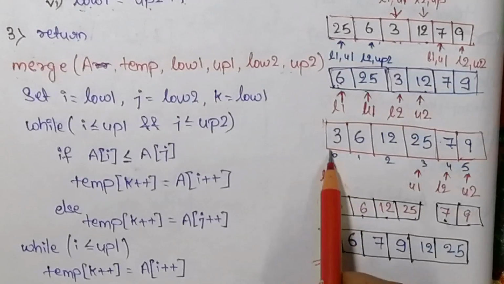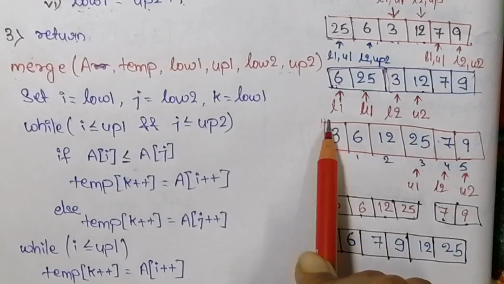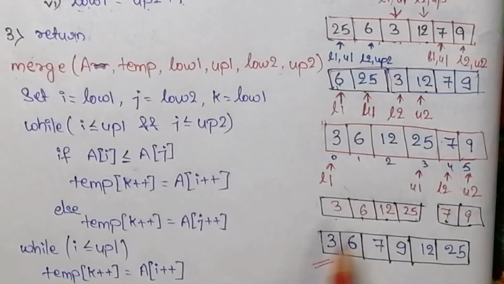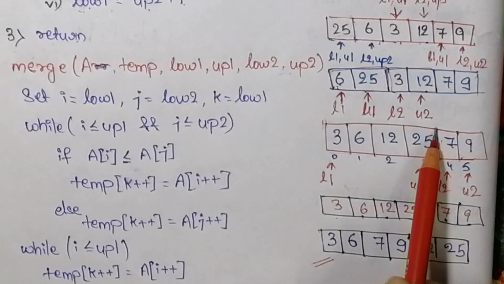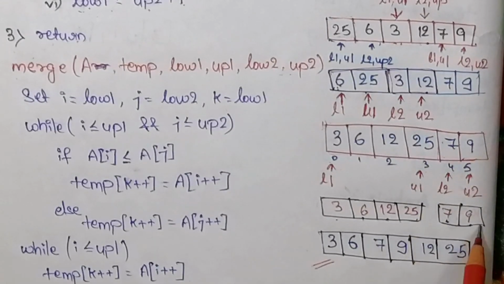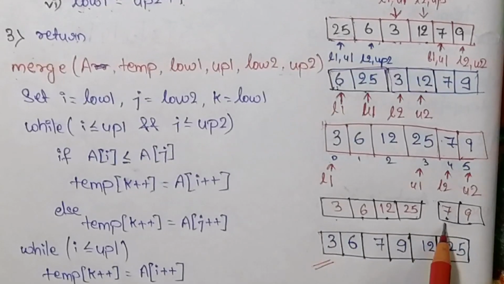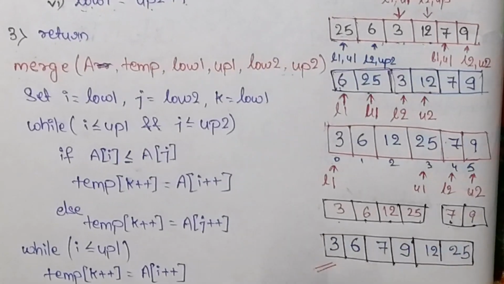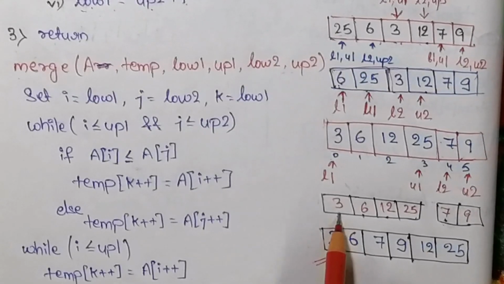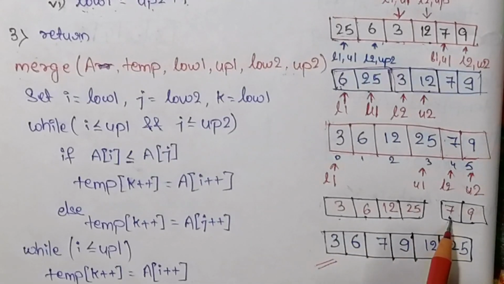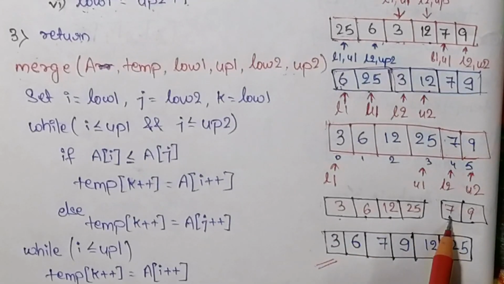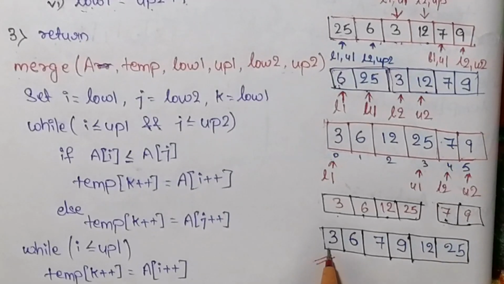So here this array containing the elements 3, 6, 12 and 25 will be our first array, and the elements 7 and 9 will be our second array, right? We need to merge these two arrays while sorting. So the first element 3 will be compared with the first element of the second array, that is 3 is compared with 7. As 3 is smaller, it is stored in the beginning.